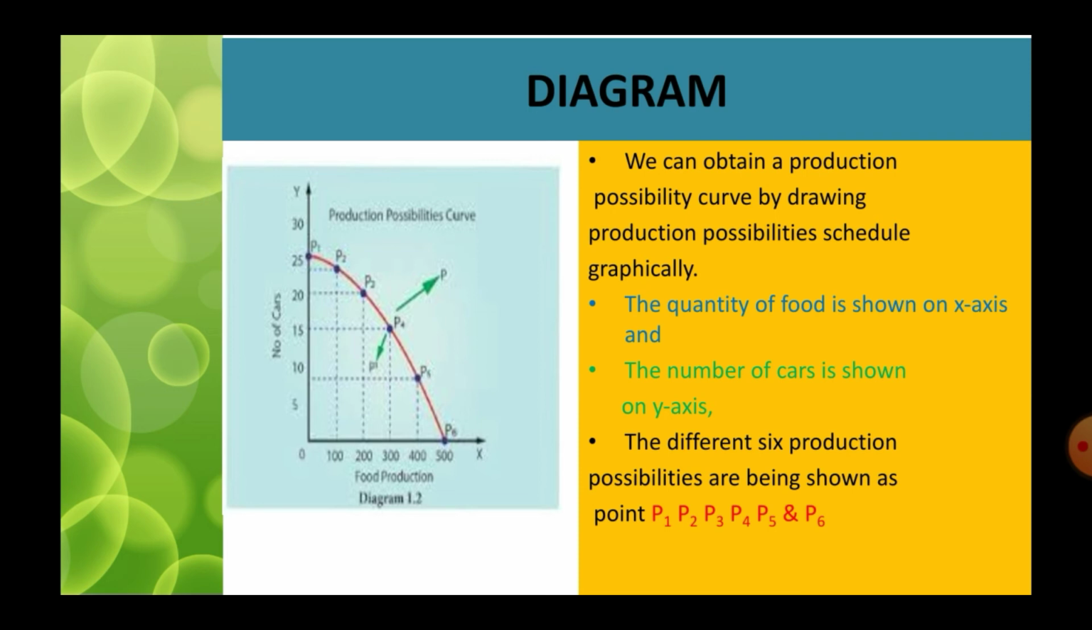Now, shift of the production possibility curve. The production possibility curve goes either upward or downward due to two changes. One, the changes in the supply of productive resources, and the other, changes in the state of technology.